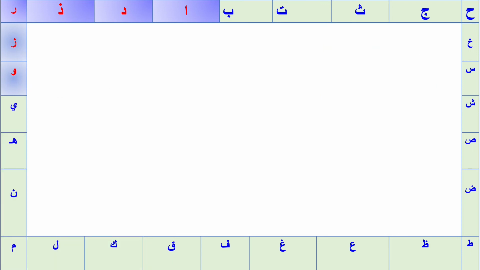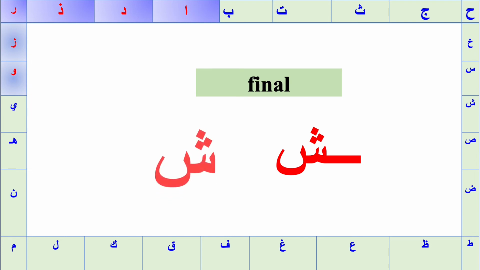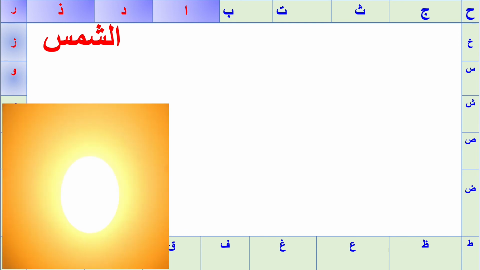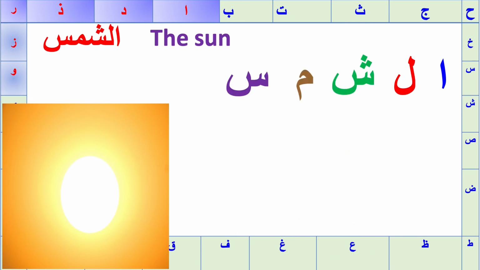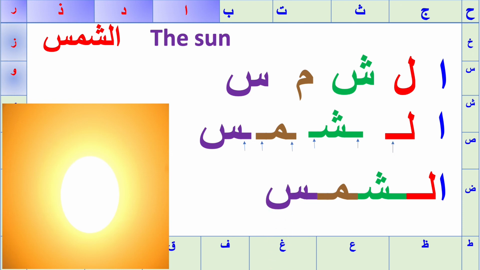In the following slides, we will look at the final shape for this letter. This is how it looks when it is at the end of the word. We have two shapes. This is the first one and this is the second one. Let's have one example. The word we have is al-shams, the sun. The component letters are alif, lam, sheen, mim, seen. Alif and lam, then sheen, then mim, and finally seen. The final written form: alif, lam, sheen, mim, seen. Al-shams.